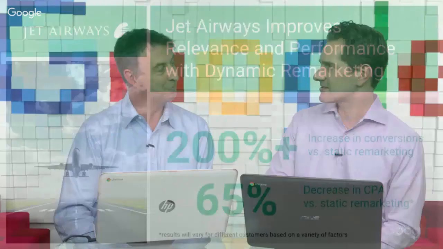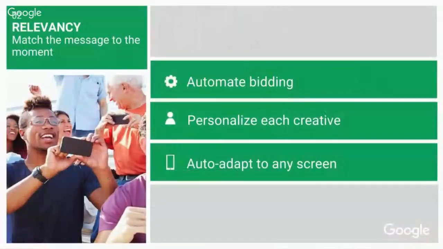Yeah, that is amazing. So to recap this section, in order to drive relevancy through bidding and personalization, you want to automate your bidding, as we saw with Wayfair. You want to personalize creative with dynamic ads, like we just heard about with Jet Airways. And you want to automate your creatives to create better user experiences and increase efficiencies across devices at scale without having to do any additional work.